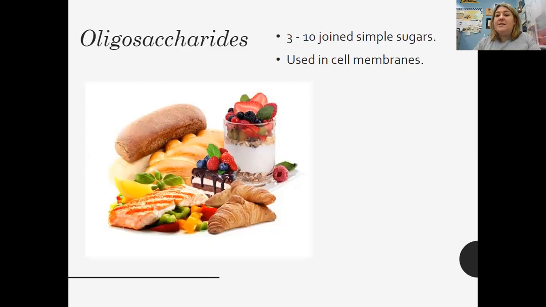Oligosaccharides are found a lot in cell membranes. So when we talk about carbs being found in a cell membrane, which we'll discuss later when we discuss the cell, we're talking about oligosaccharides. They're not small, but they're not huge. They're kind of in the middle. Some of our foods do have oligosaccharides in them, but the big thing you need to remember is that these are located in cell membranes.